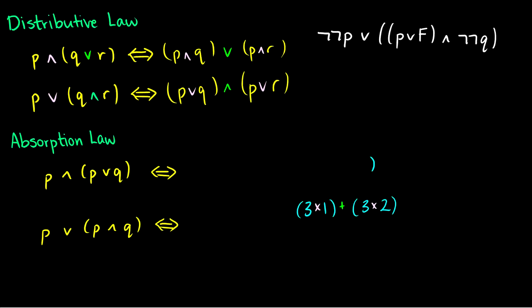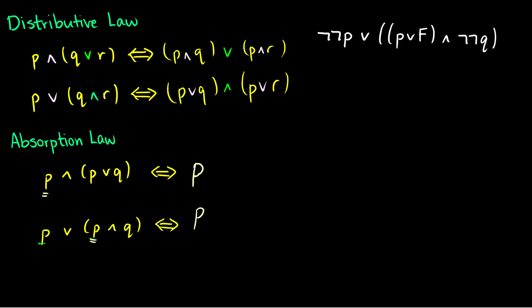Okay, finally, the absorption law. If we have P and (P or Q), or P or (P and Q), so they flip, but we have P's in both, then these just reduce both to P. And we can see this with the truth table pretty clearly. Of course, P and (P or Q) is going to be true only when P is true. And P or (P and Q), again, we have a P and Q in here, so that'll be true only when P is true.